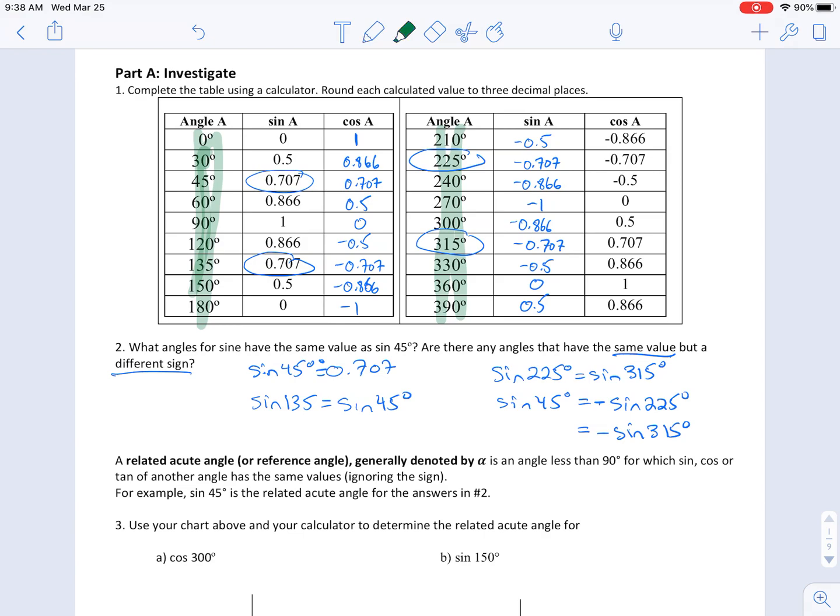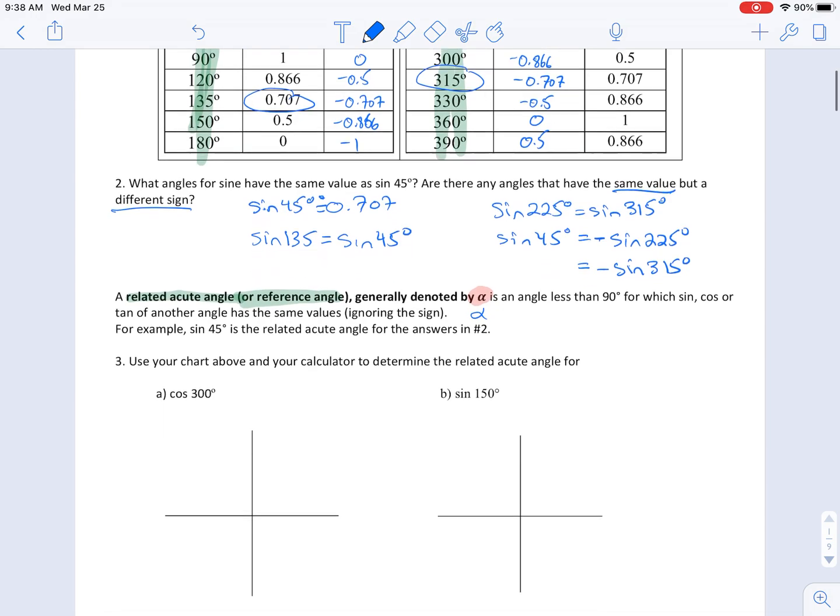But we have to start talking about some language and vocabulary. If you think of what these things are, one of them, the 45 degrees, is what's called the related acute angle or the reference angle. Generally this is given the symbol alpha, which is this little fishy guy. So alpha looks like this. It's just an angle that's less than 90, for which you'll have a bunch of values similar to it.